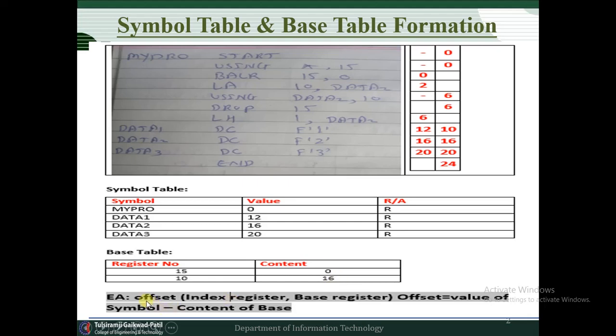Then here we require the most important formula, that is EA, the effective address calculation: offset, index register, base register. In this way we can calculate the offset. Now how do we calculate the offset? The offset we calculate on the basis of the value of the symbol minus the content of the base. So if the value of the symbol is 0, what is the offset? In this way we can calculate the offset. So this is the way to generate the symbol table and base table. Here we have discussed it. Okay, so thank you.